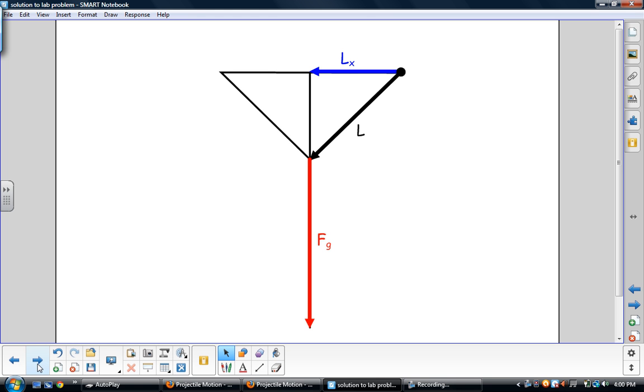Basically, this is what you were given. You were given this distance in centimeters, or length. You were given this length in centimeters. In our triangle, this is our x component of this length vector. You were also given the information that you needed to figure out the force of gravity pulling on the weight. And the weight was suspended right here. There was a force meter here, and there was a force meter here.